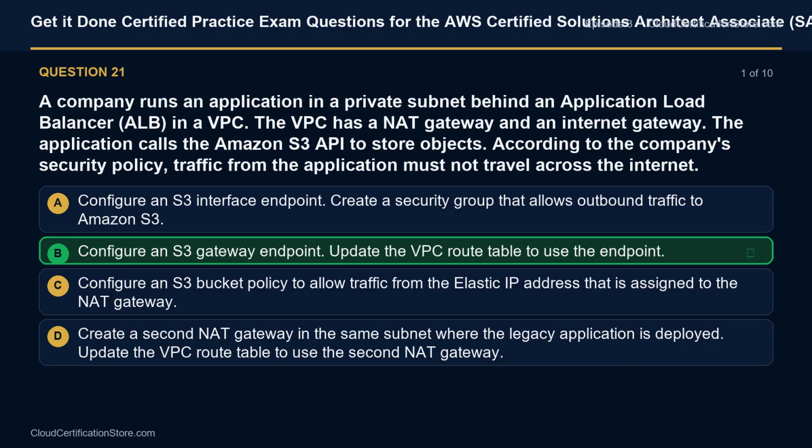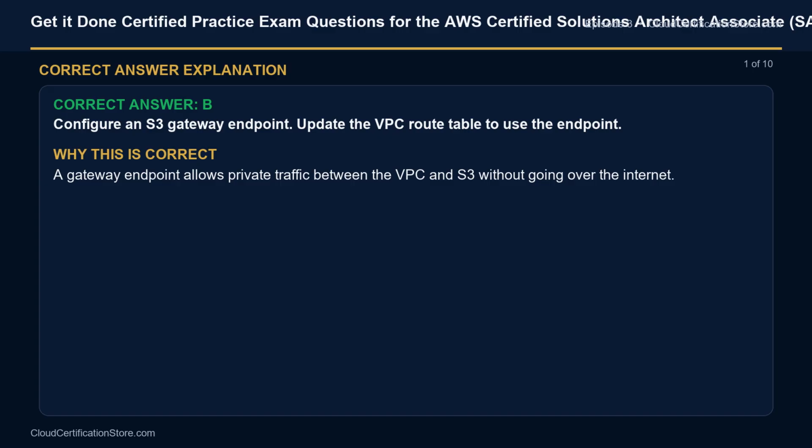The correct answer is B. Configure an S3 gateway endpoint. Update the VPC route table to use the endpoint. Explanation. A gateway endpoint allows private traffic between the VPC and S3 without going over the Internet.